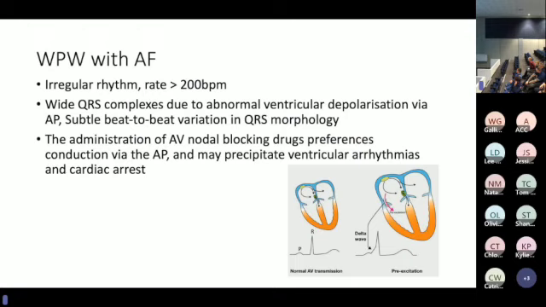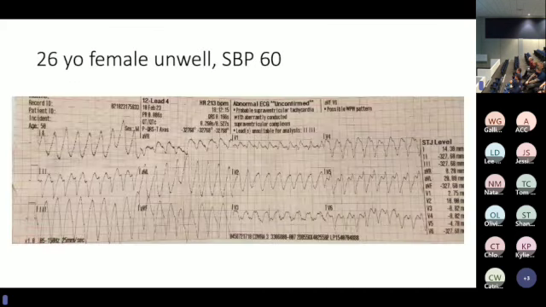And if you give them AV node blocking drugs, you can block out their only normal conduction and send them into a loop of aberrant conduction and cardiac arrest. So that's one to look out for. This ECG was given to me from a friend, so I'll get some expert advice because it's a bit tricky to me. Anyone got any thoughts on what's happening here?